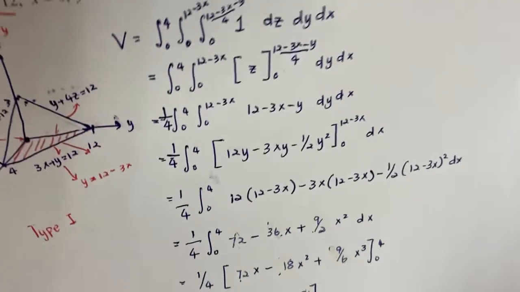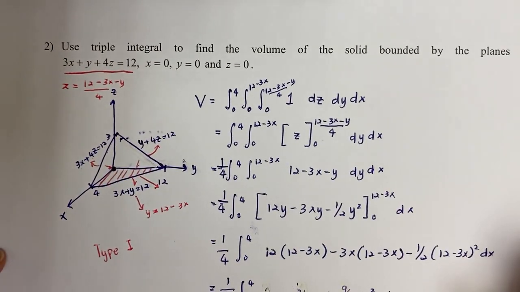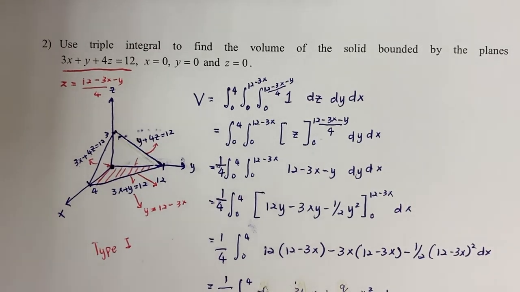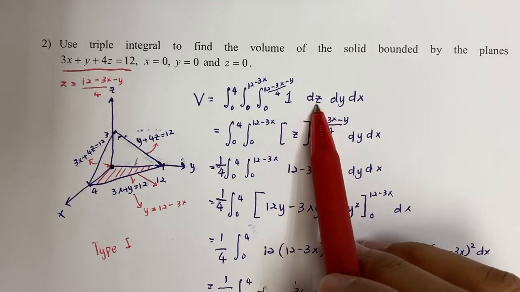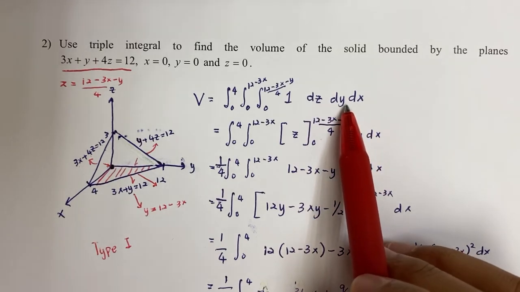So what I'm trying to say here is, if you want to solve for the volume of a 3D solid, you can use either the type 1, type 2 or type 3 region. You determine what the base is, and then solve the height first, followed by the base. For this one, z is the height, so dy dx or dx dy.